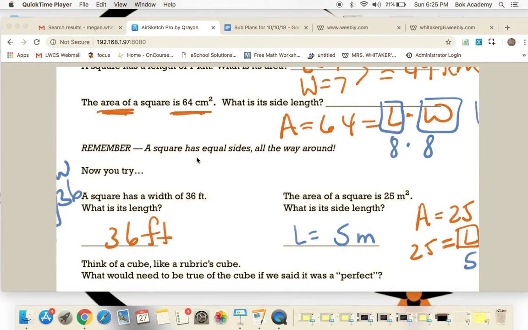Next one. Think of a cube that is like a Rubik's Cube. What would you need to be true of the cube if it said it was perfect? Basically, on this kind of question, we need to know that we have the same number of cubes. And yes, that sign means number, not hashtag.